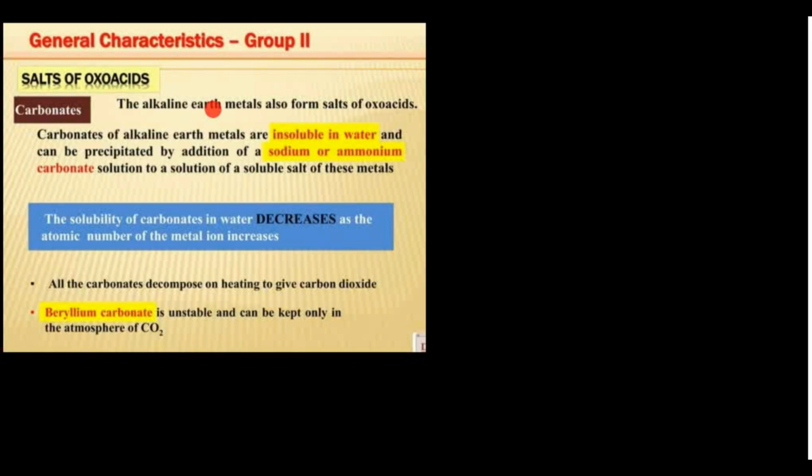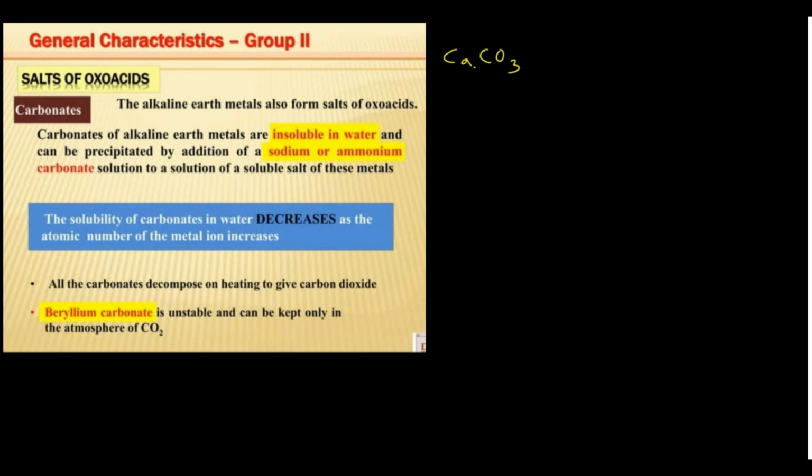Okay, so what you can see here, alkaline earth metals also form the salts of the oxo acids, and carbonates of the alkaline earth metals are insoluble in water. So if you are having your calcium carbonate, it is water insoluble. In fact, in water treatment, when you do the water chemistry and you are looking at the water hardness, this calcium carbonate is the most insoluble substance in that case. Okay, and it will not cause any kind of hardness. Later I will discuss why.